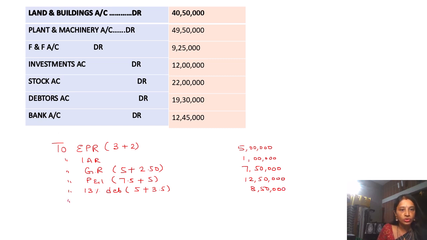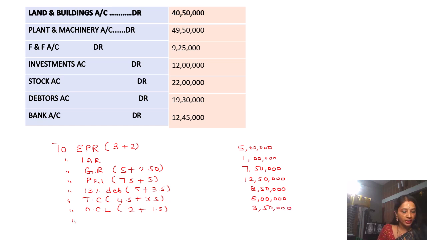Then to trade creditors. X company has trade creditors of 4.5 and Y has trade creditors of 3.5. So total 8 lakhs. Then to other current liabilities. X company has other current liabilities of 2 and Y has 1.5, total 3 lakhs 50,000.